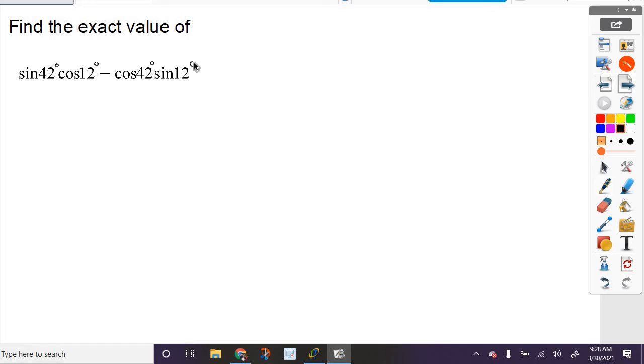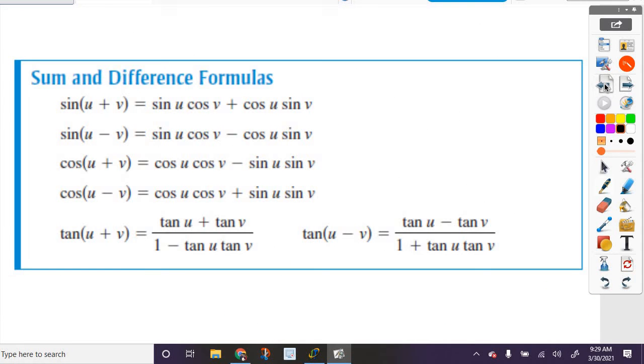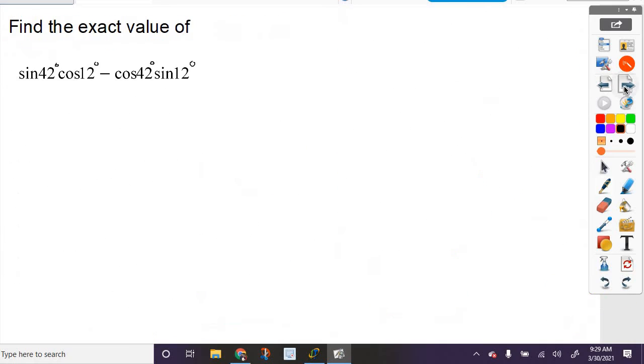But that's not quite the case because notice the pattern. We have sine times cosine minus, and then my cosine and my sine have switched. So hopefully we can see that that's actually the right side of our equation this time for our sine sum and difference formula. So remember that we have an equal sign there, which means that it goes both ways. So sometimes we need to use our sum and difference formulas to break things apart, but other times we might actually need to use them to pull things together and combine them.